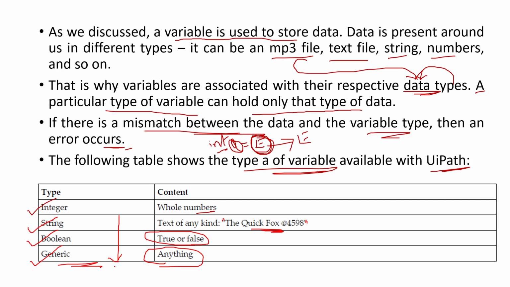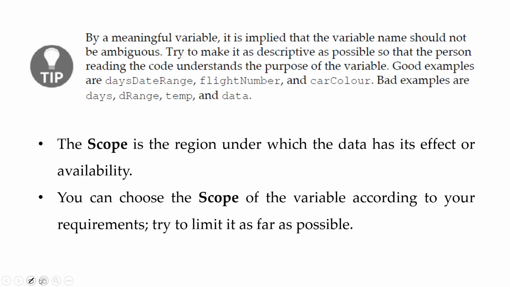But at this moment, remember, in UiPath, you can have a variable of type integer, a variable of type string, a variable of type boolean, and a variable of type generic. We shall see an example for all of this in the coming classes. And next, the author again recommends giving a meaningful name for a variable specifically, because as I said, it helps someone to understand the code, and as a result it makes the debugging job easier.